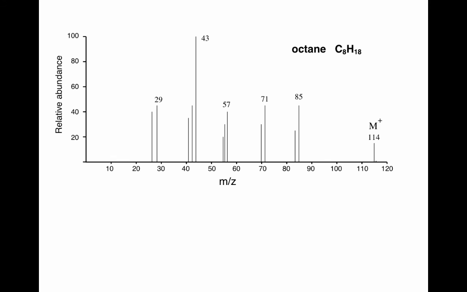So if we look at this octane piece, we'll do this on the screencast, and then we'll look at a couple in class. Octane, this is my M plus. You can see a little peak here for the M plus 1. It's 114. Now, if I look from here to this 85 peak, I've lost part of that chain.